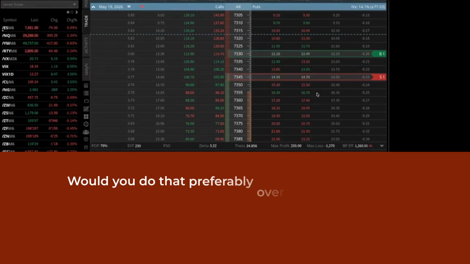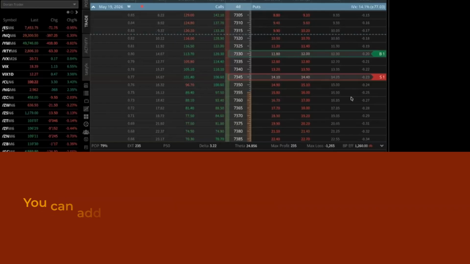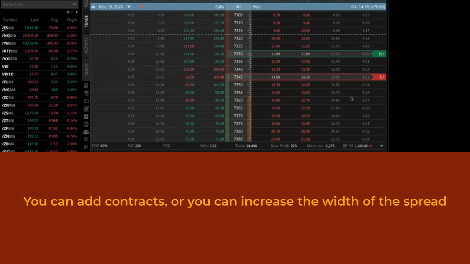Would you do that preferably over adding contracts? Would you prefer to widen rather than add contracts for more premium? You would. So that's optimizing the trade, right? So you can decide to add contracts, or you can decide to increase the width. What I'm talking about now is increasing the width, but it all depends, Andrea.